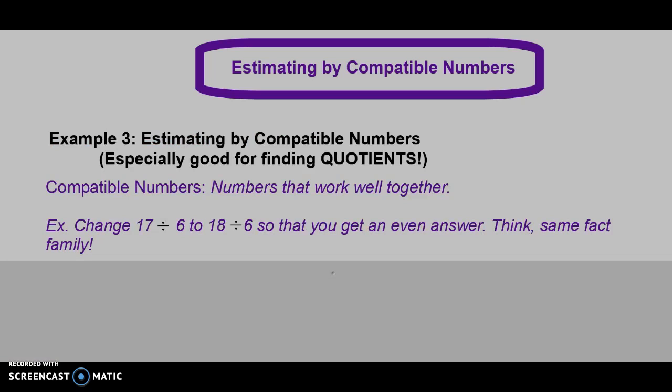The other thing we're going to focus on are compatible numbers. So compatible numbers are good for quotients. And this is a definition that you have to write down. Compatible numbers are numbers that work well together. So for example, if we had 17 divided by 6, we'd want to change that because 6 doesn't go into 17 equally. So 18 divided by 6, which would be 3, that would work because you get an even answer. We want to think numbers that are in the same fact family.